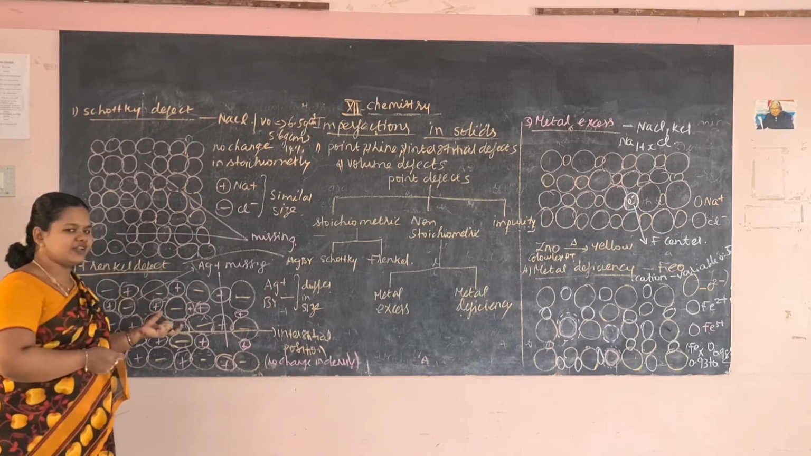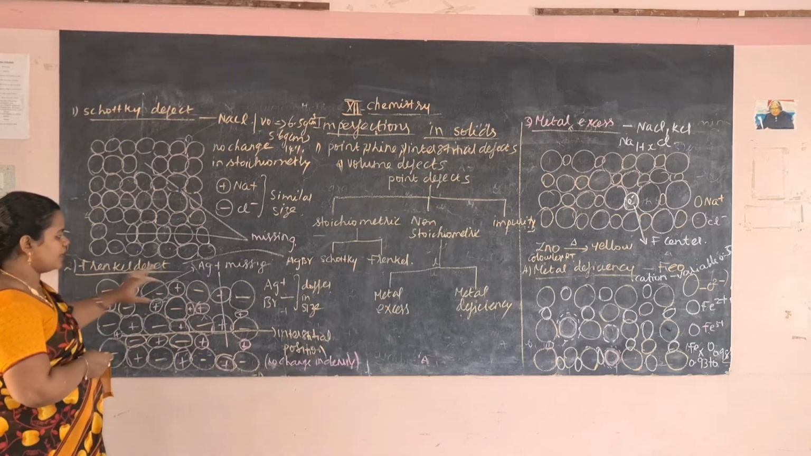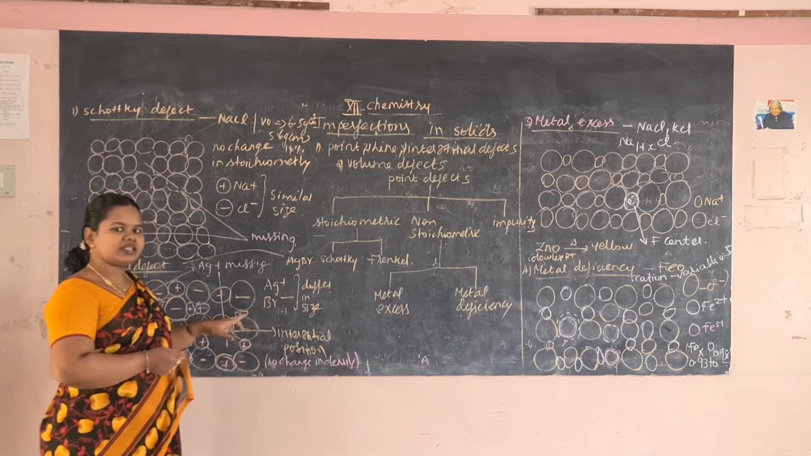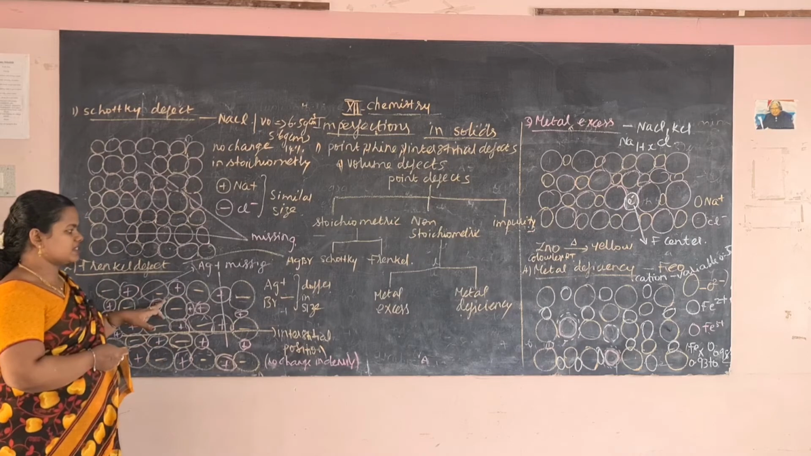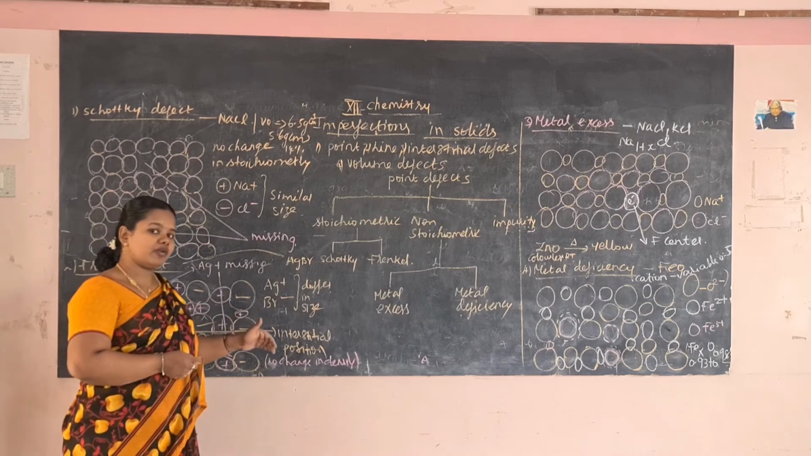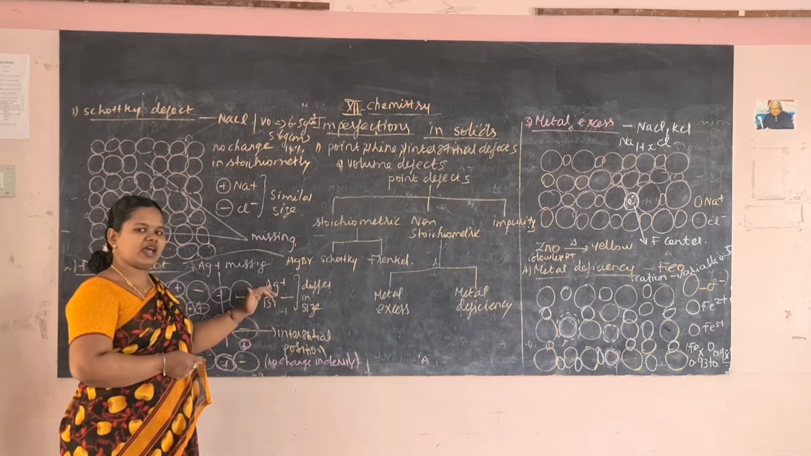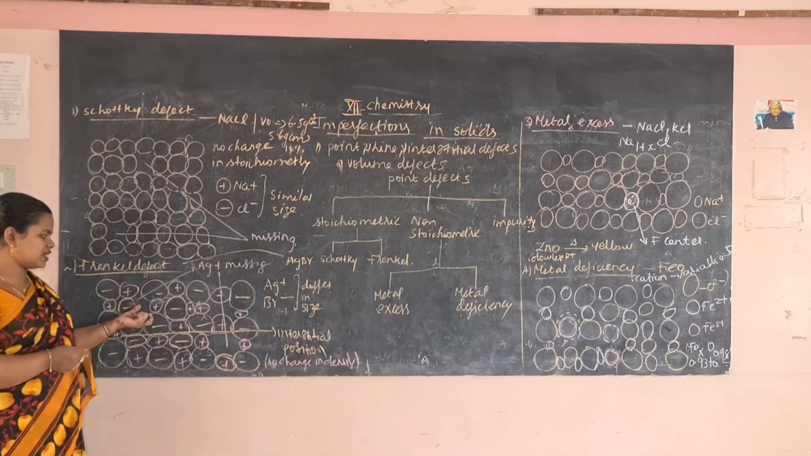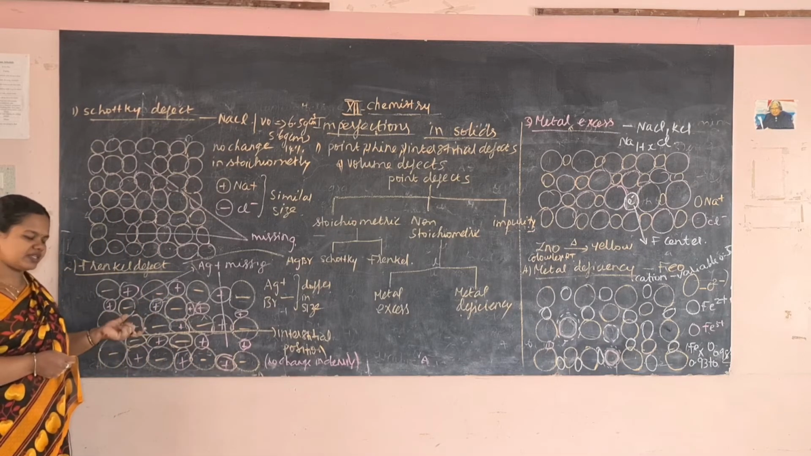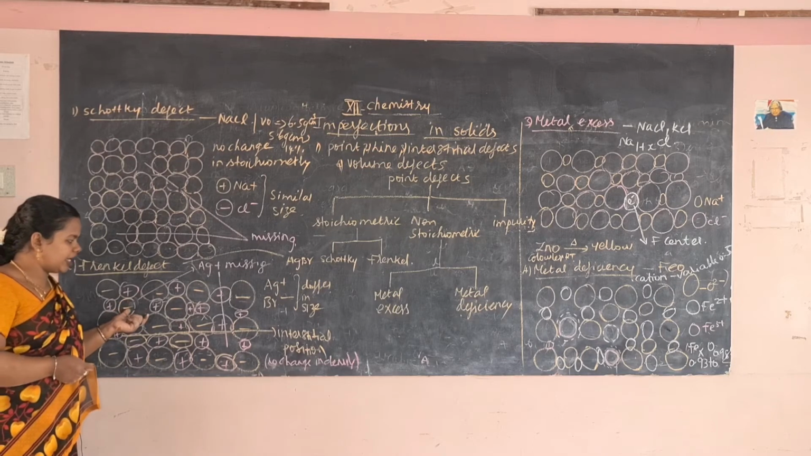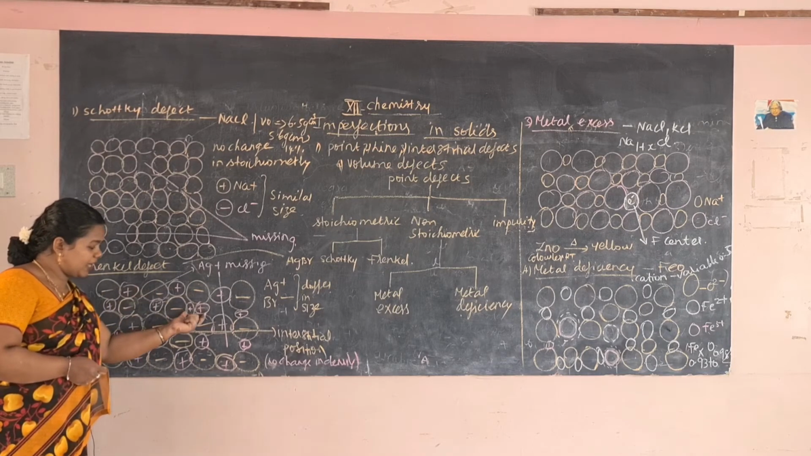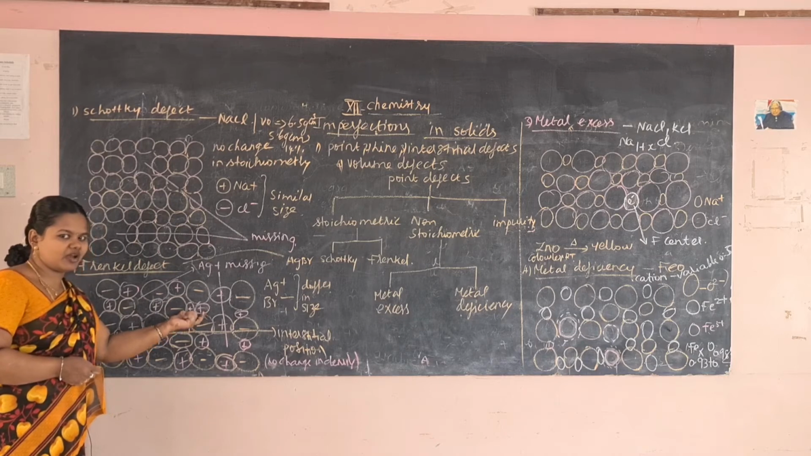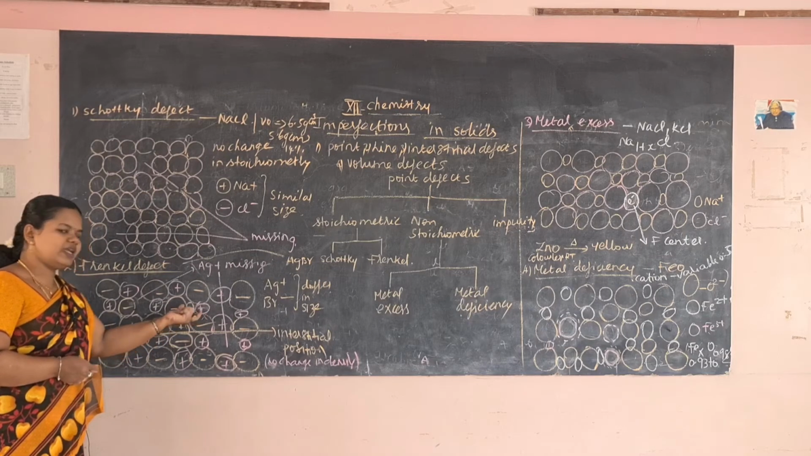And then Frenkel defect. Frenkel defect, example AgBr. Here this defect occurs when there is a change in the size of cation and anion. Here what happens? The ion that is missing will be placed in an interstitial position, or it will find a place in the interstitial position.